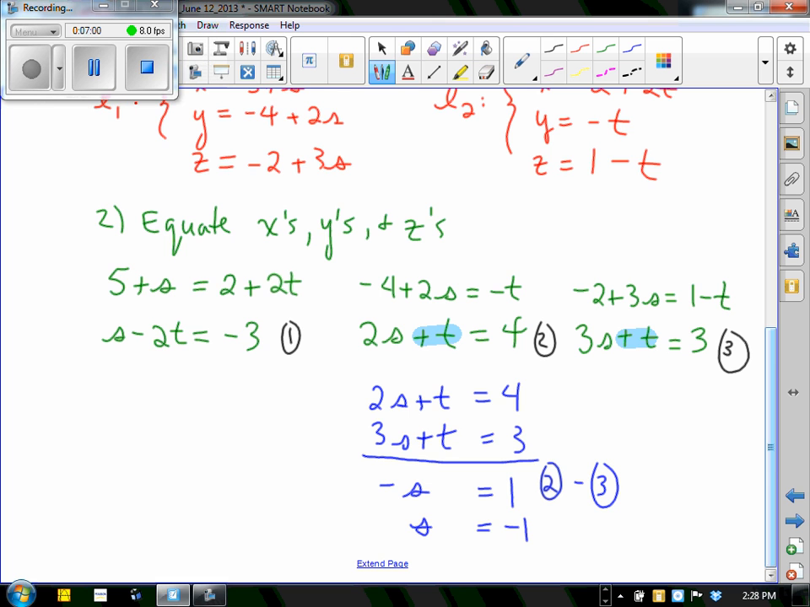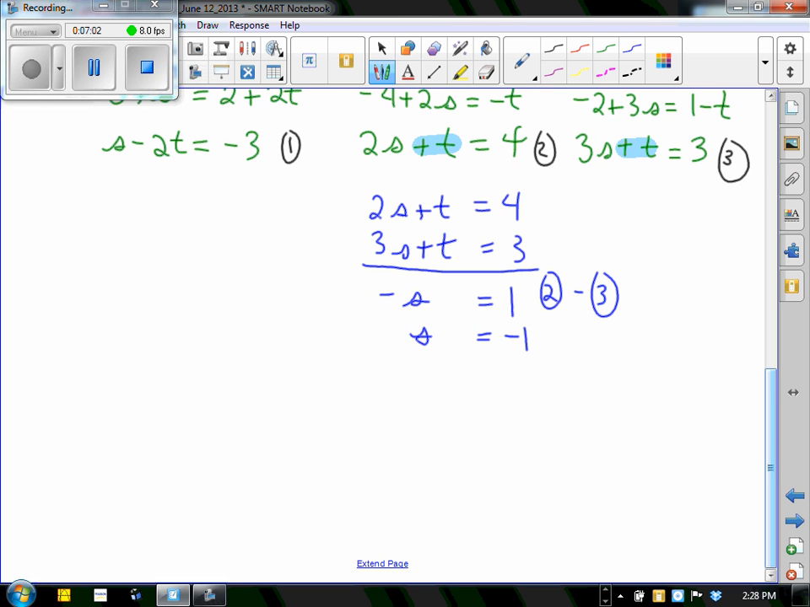Next, as we noticed in class, we will substitute. Okay, so we're going to set s equals minus 1 into one of the equations. So have a look to see what might be most suitable of a choice. So either 2 or 3, it really doesn't matter. Let's go with 2.